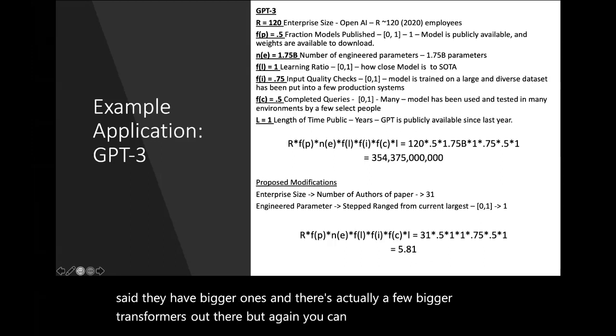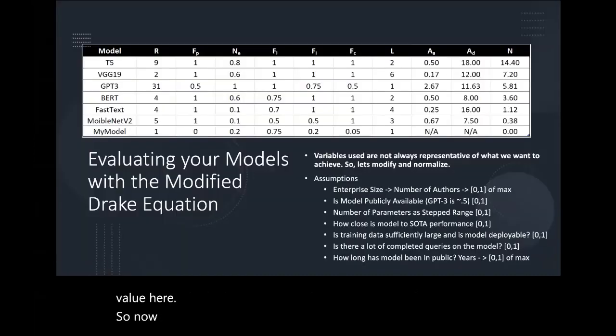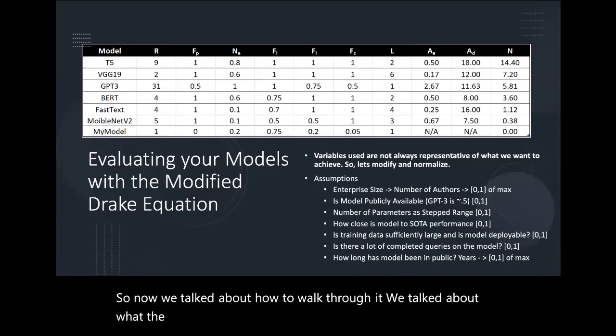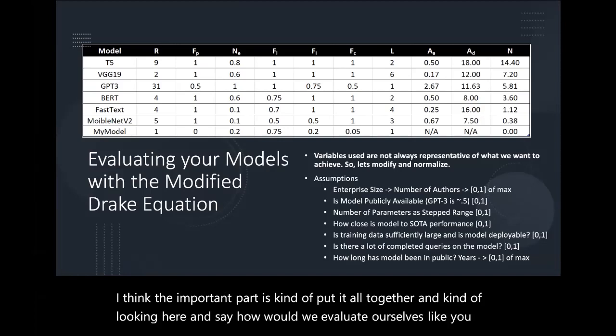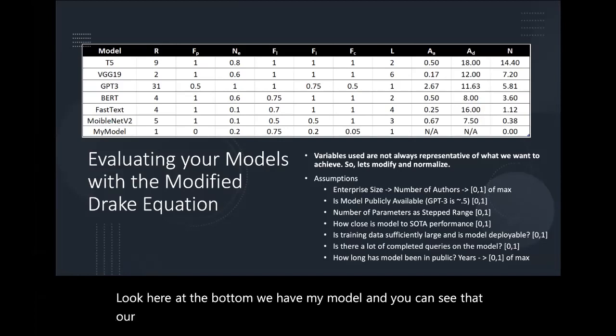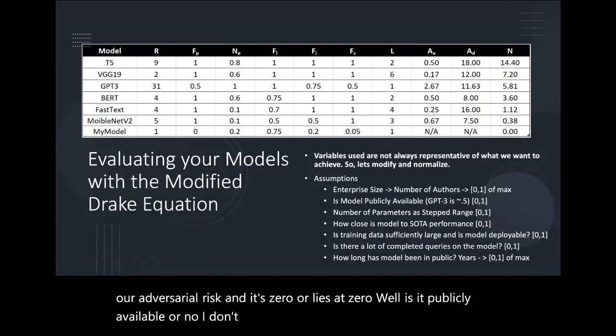So now, we talked about how to walk through it. We talked about what the parameters look like and why we might choose them. Now, I think the important part is to put it all together and look in here and say, how would we evaluate ourselves? Like, you look here at the bottom, we have my model. And you can see that our adversarial risk N is 0. Well, why is it 0? Well, is it publicly available? No, I don't provide API access to my model. I don't have risk today. You could have internal attackers and all that kind of stuff, but that's a whole different level of problem. In the cyber domain, they break that down into different profiles.